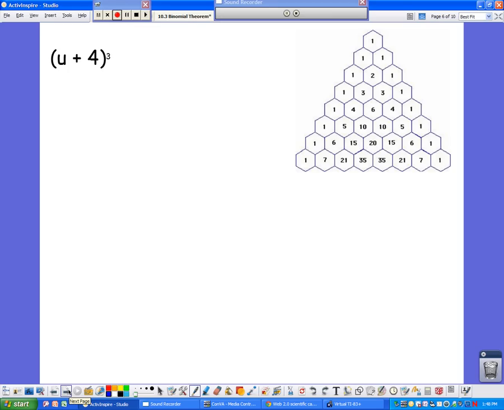So the very first thing that you need to do is pick out the row. And remember, whatever the power is, so this one's a power of 3, the second number has to match. And I pick 1, 3, 3, 1. So we're going to write those numbers down. 1, 3, 3, 1. And we're going to start with the first term. So the first term in my polynomial is the u. So I'm going to do u to the third, u squared, u, and no u.